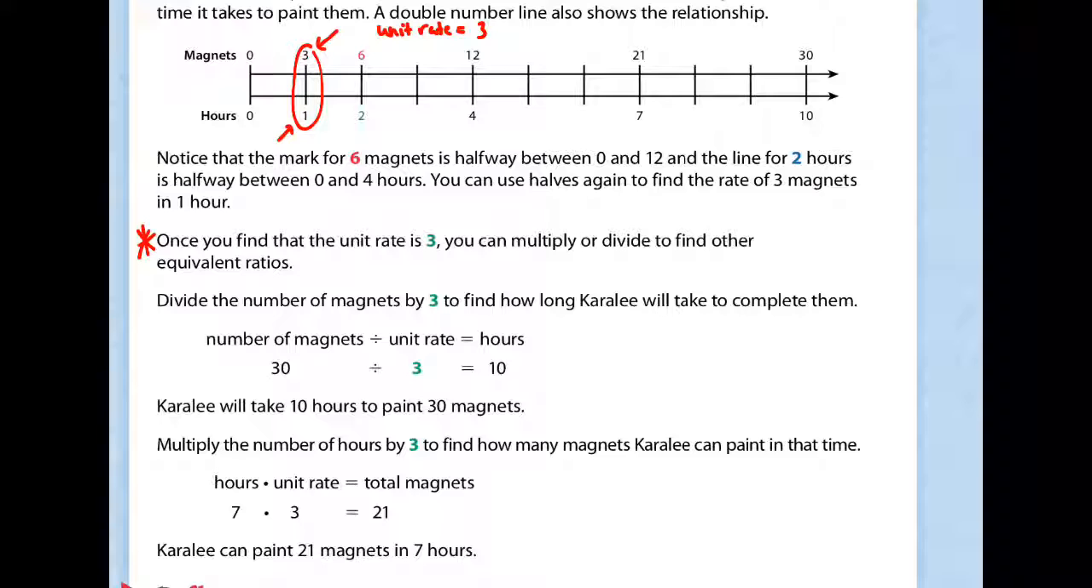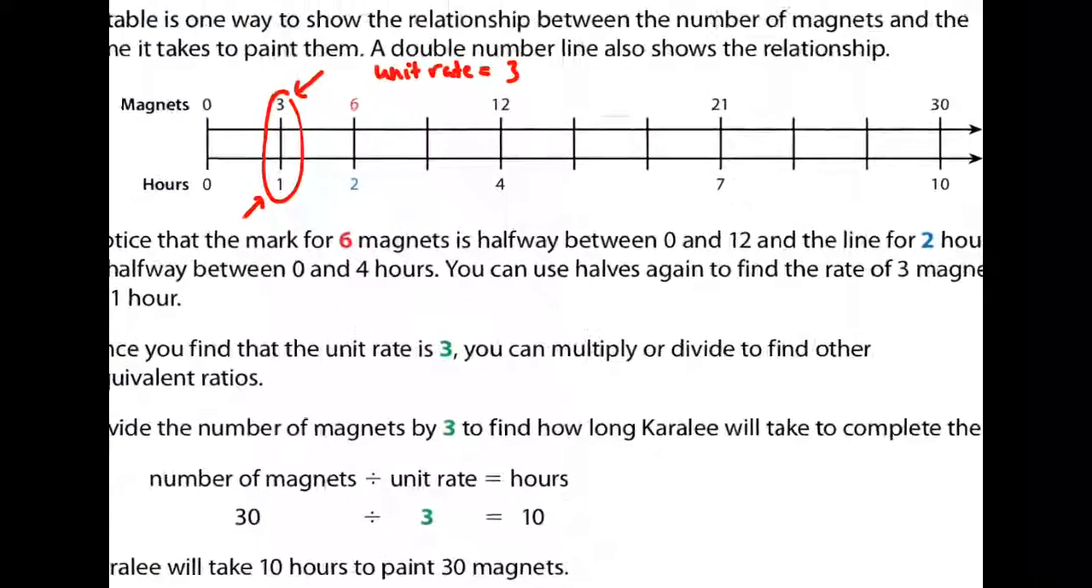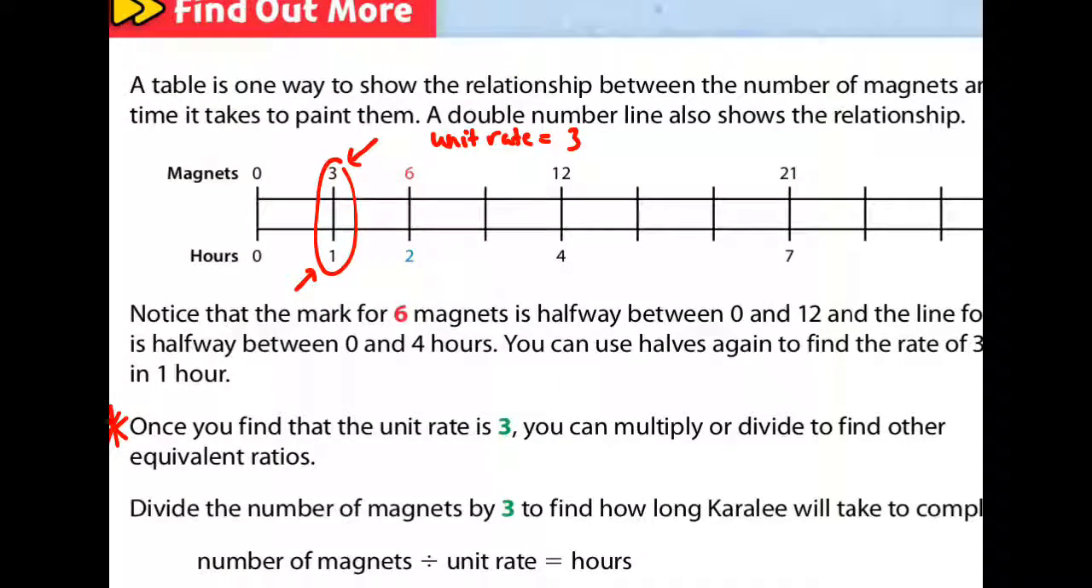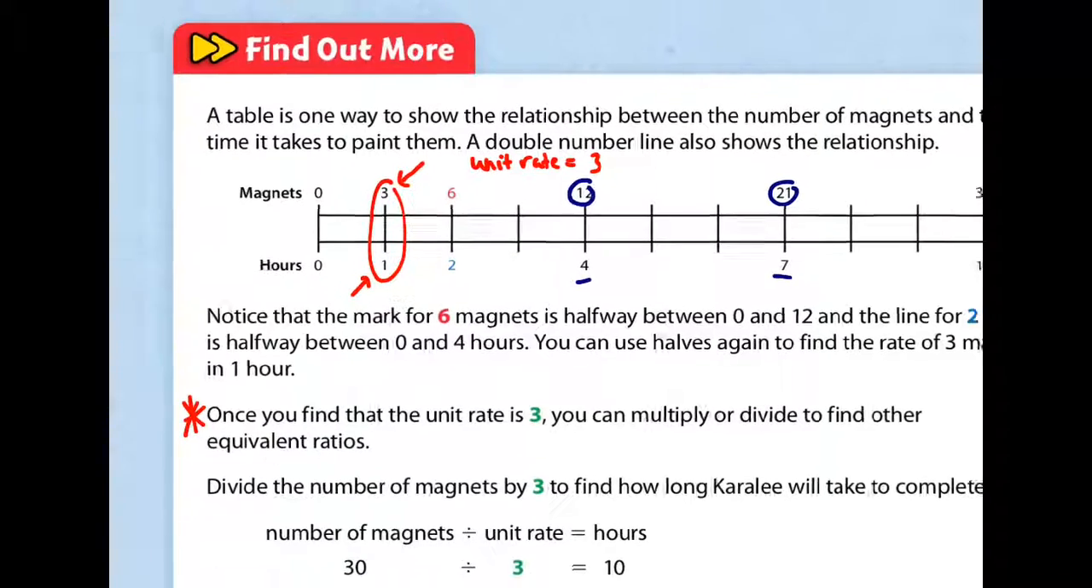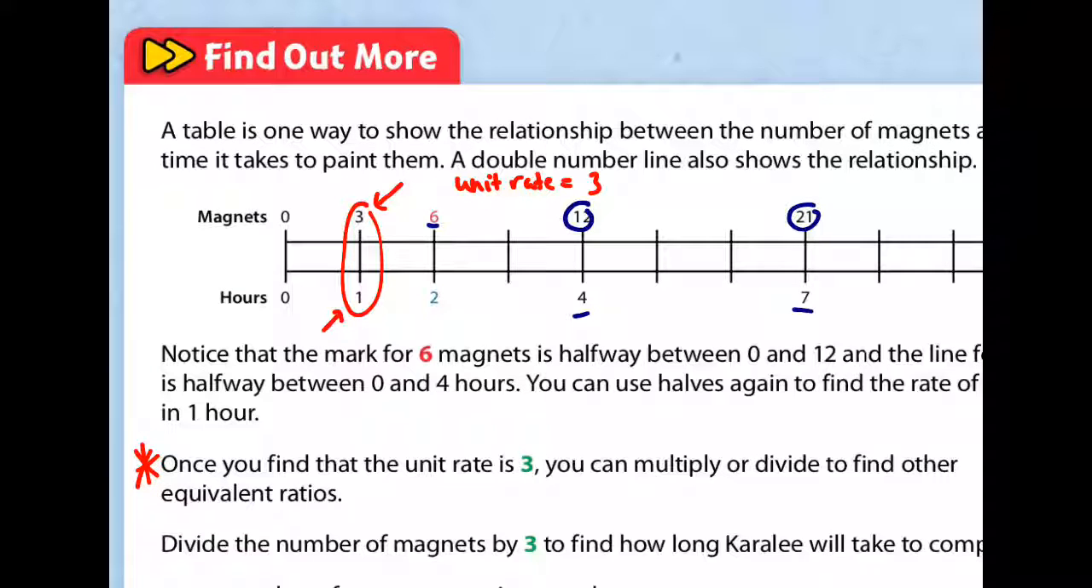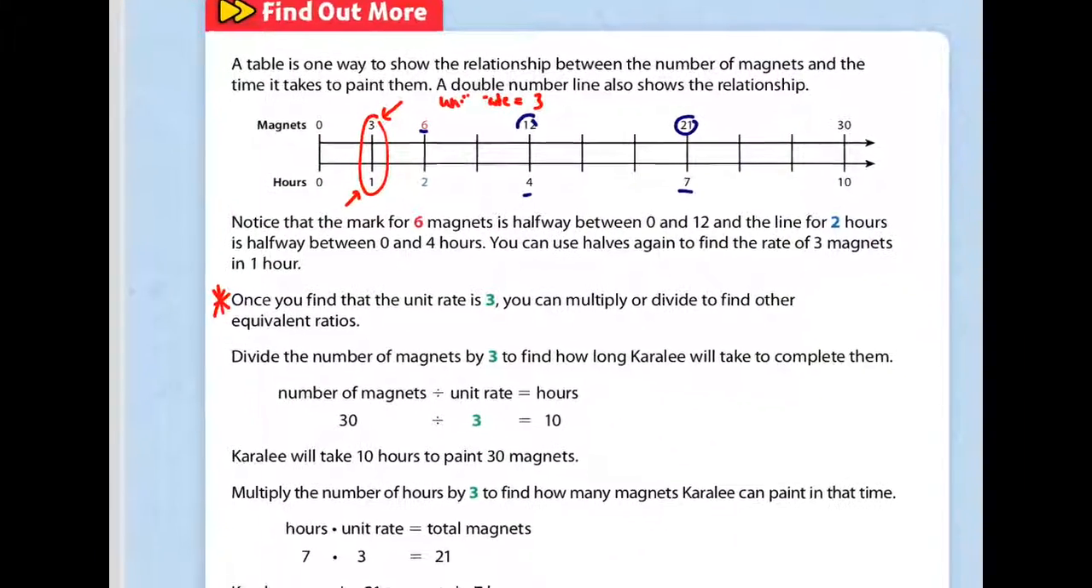So this says, divide the number of magnets by 3 to find how long Carol Lee will take to complete them. So we can take any number of magnets. 12 divided by 3 is 4. 21 divided by 3 is 7, right? In between 6 and 12 is 9. What's 9 divided by 3? You can get 3. Okay, so once you figure that out, divide the number of magnets by 3, and you'll get the hour.